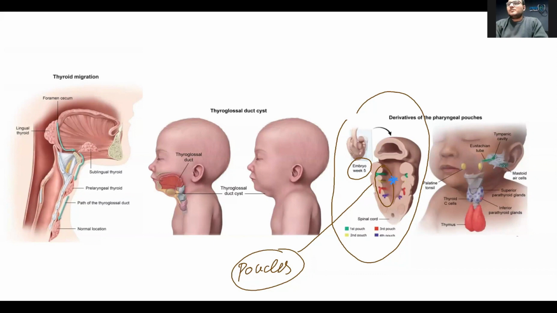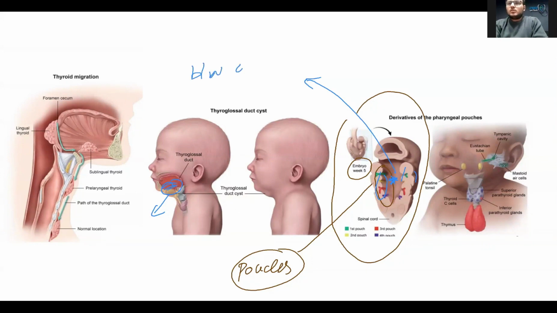In the middle, between the two sides of pouches, like this side and this side, in the center the structure is produced, that is thyroid diverticulum. It is produced from the base of the pharynx. Remember, you can see this is the base of the pharynx. So the structure of thyroid starts from a thyroid diverticulum, and that thyroid diverticulum is present embryologically between the pouches.